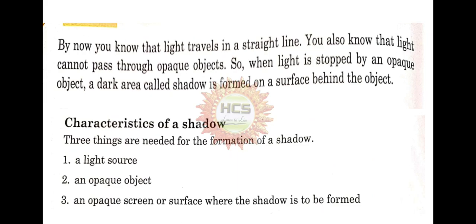What are the characteristics of shadow? Three things are needed for the formation of a shadow. The first thing is the light source. Secondly, an opaque object. Third is an opaque screen or surface where the shadow is to be formed. For example, if I want to create a shadow, I will need a light, an opaque object, and a screen or a surface on which the shadow can be formed.